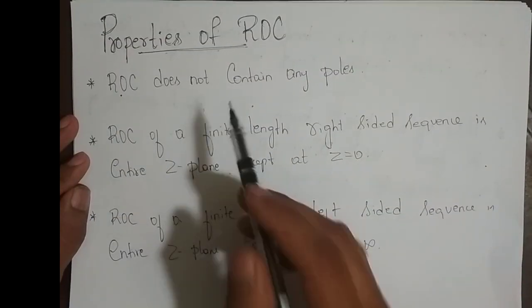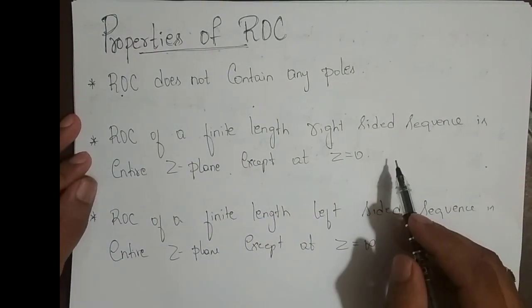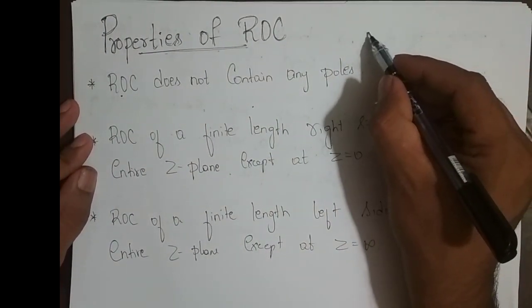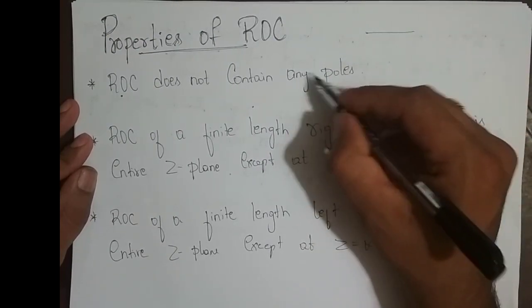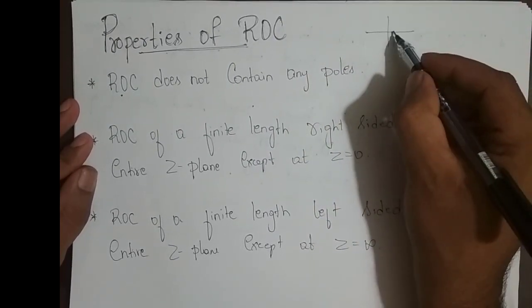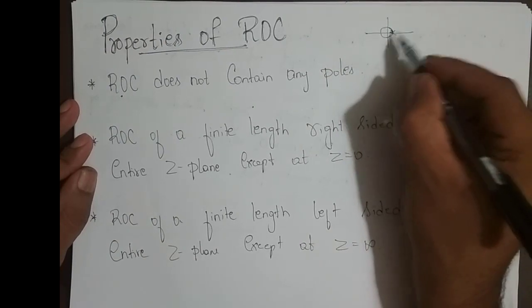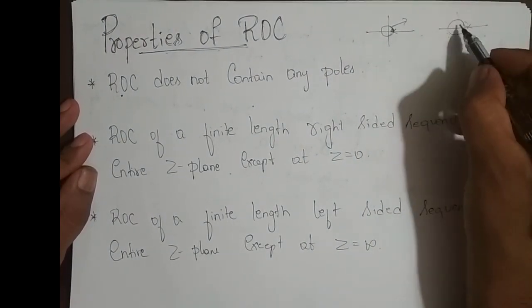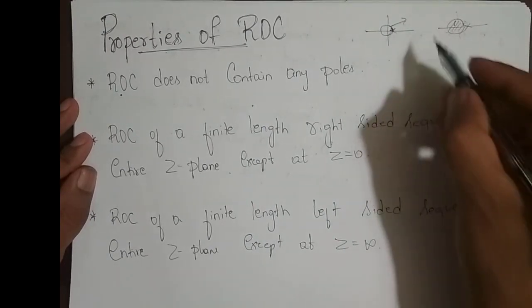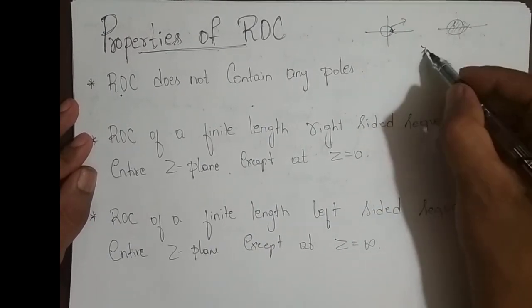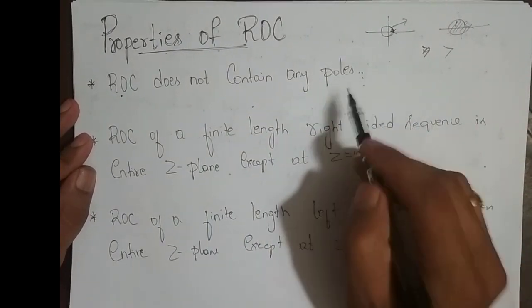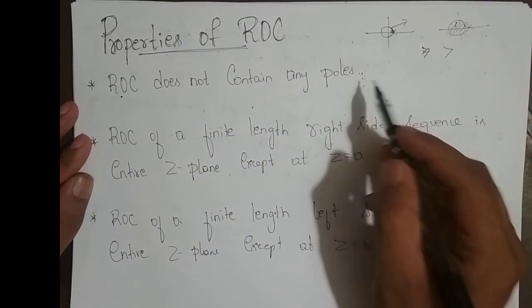First property is ROC does not contain any pole. If you have observed, when I say pole, it is actually an infinite length sequence. Either it is outside the pole, or if it is a left-sided sequence, it will be inside the pole. It is not greater than or equal to, it was actually greater than. So ROC does not contain any pole.